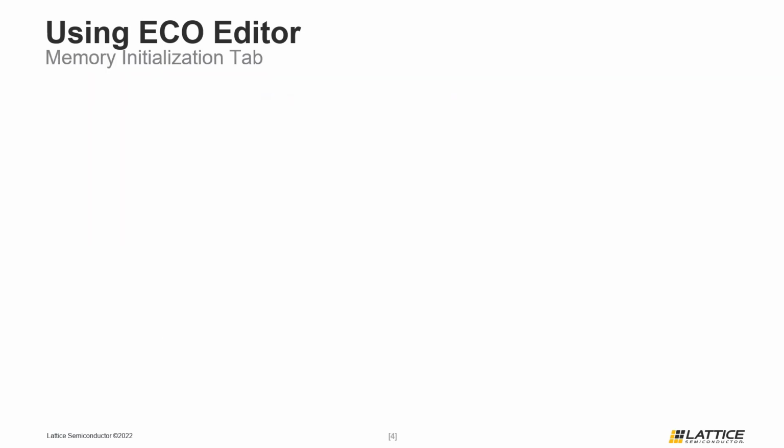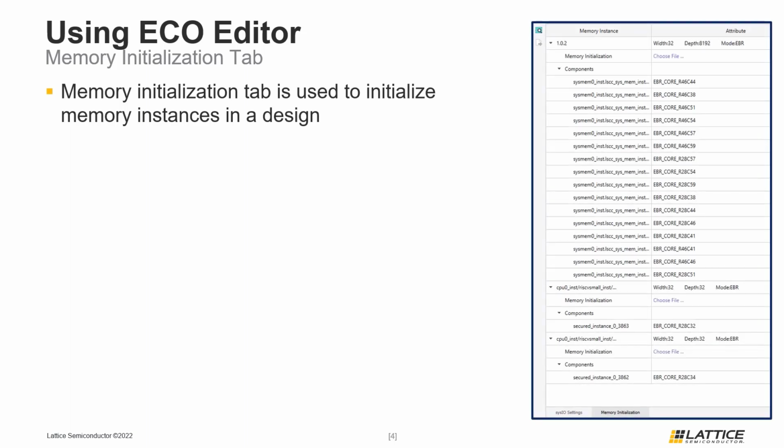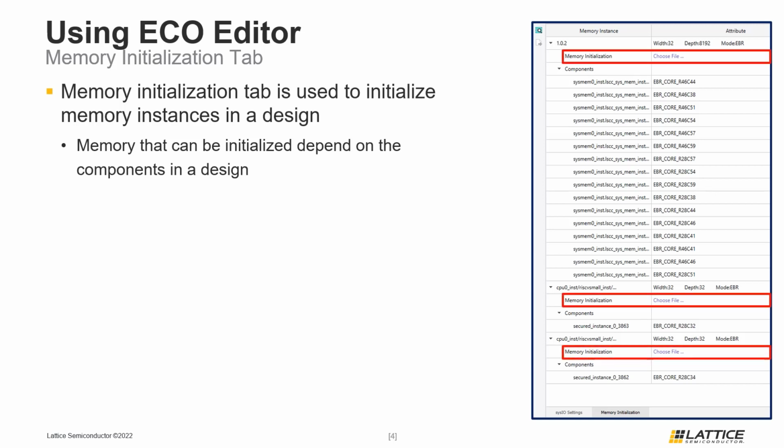With that said, we are now going to discuss sysio Editor's Memory Initialization tab. As its name implies, the Memory Initialization tab can be used to initialize a design's memory after it has been placed and routed. The tab is fairly simple, and its exact contents depend on the components in the design being developed. If a design has any memory locations that can be initialized, a Memory Initialization field will appear below a memory instance. To initialize the memory of an instance, click the Choose File option, and select the Memory Initialization file for the memory instance.